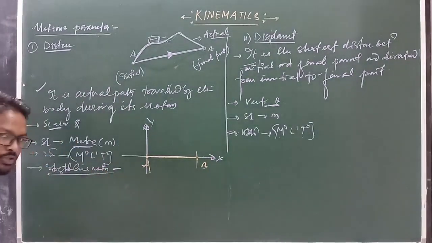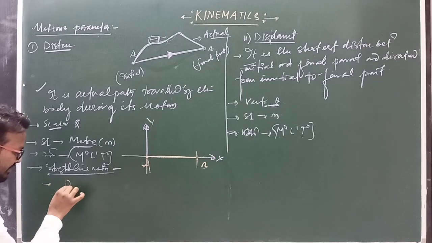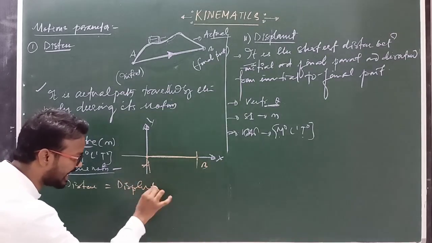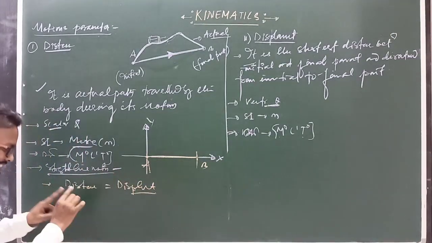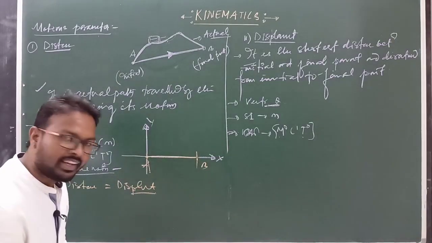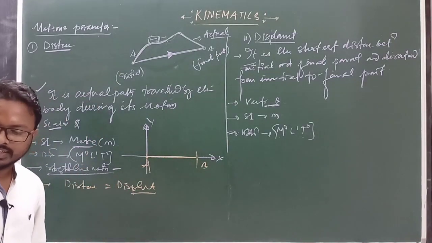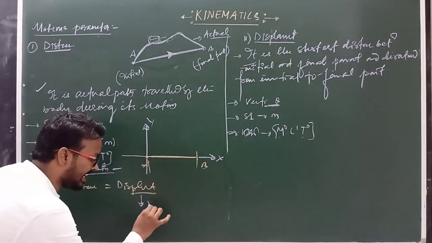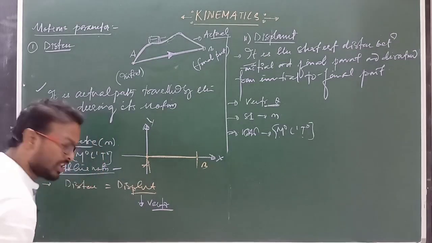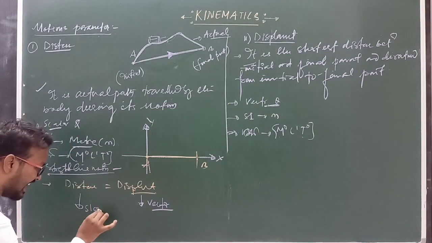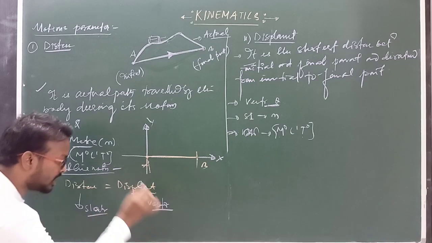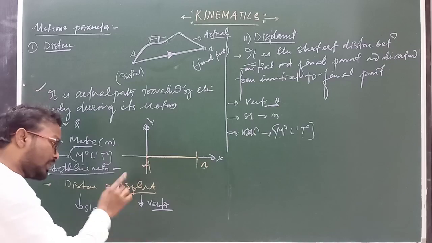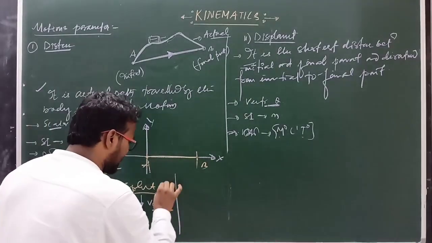So in straight line motion, can we write distance equal to displacement? For straight line motion, can distance be written equal to displacement? Is it true or false? Tell me. This is false. Why? Because displacement is a vector quantity, but distance is a scalar quantity. So we cannot compare a vector with a scalar. So if you write this, it is wrong.